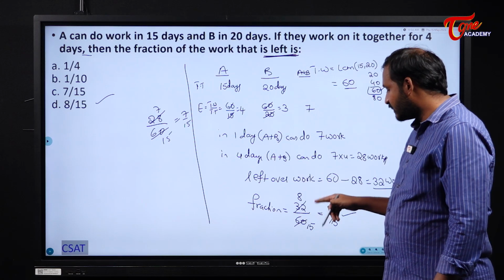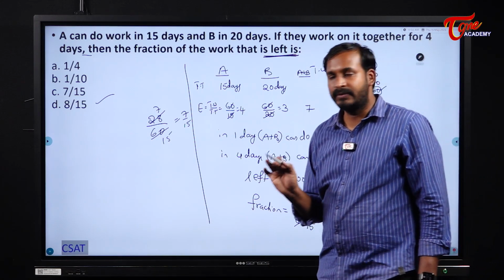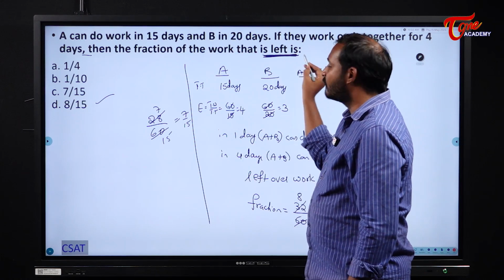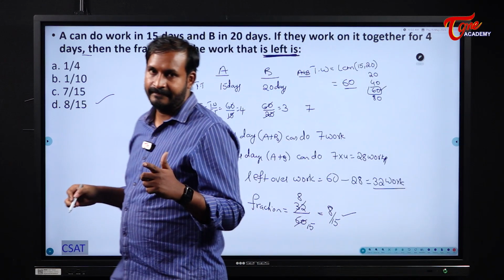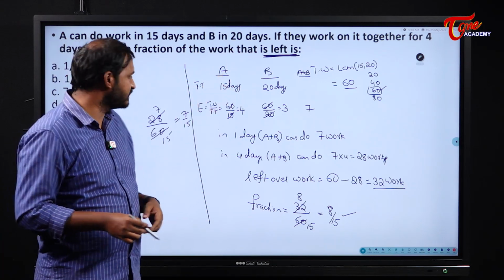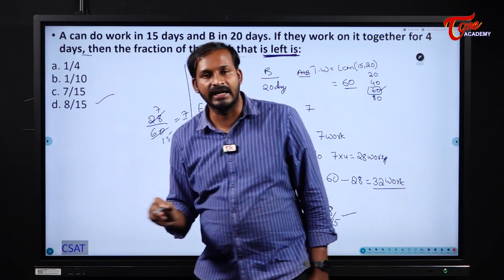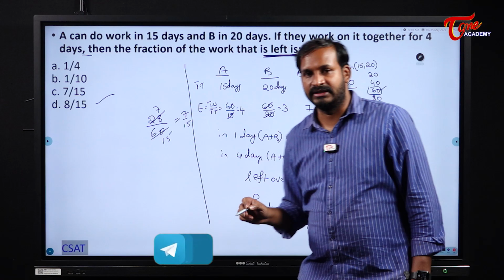And what fraction of the work is left here? 8 by 15 of work is left. Understood? So please be careful whether they ask you what fraction of work is finished or left. Please keep an eye on this one. They may ask anything in the examination. And see here in the options, you can see both the options, 7 by 15 and 8 by 15. Please be careful with this.